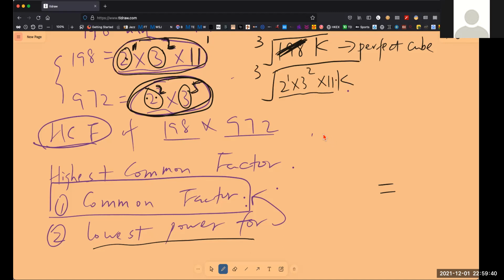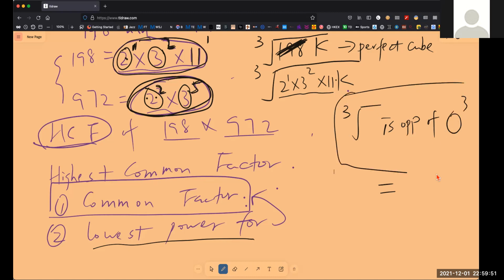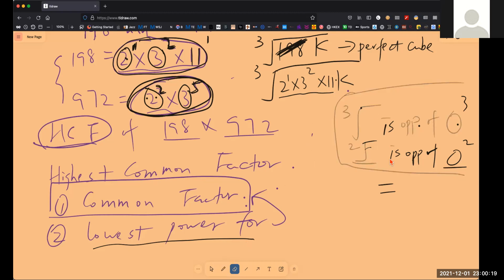Okay. Then can I ask you, cube root is the opposite of something cubed, right? Square root is the opposite of something squared, right? So you just need to remember this. So cube root is the opposite of cube. Square root is the opposite of square.